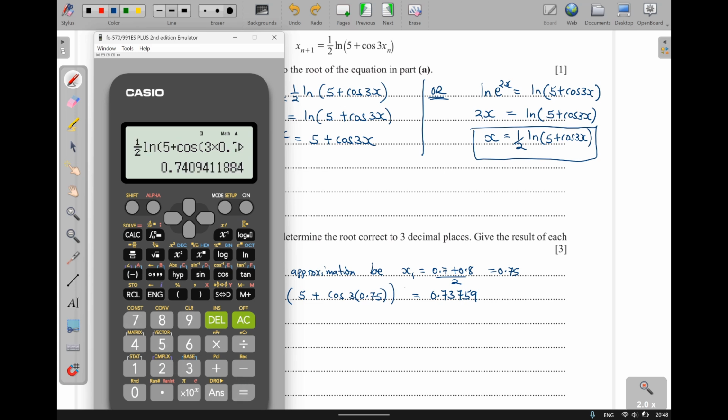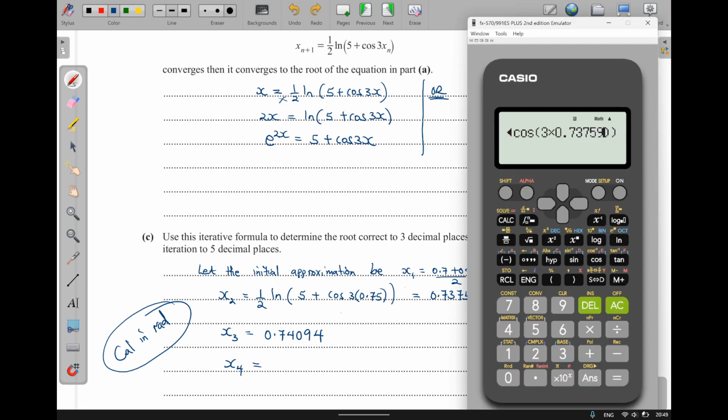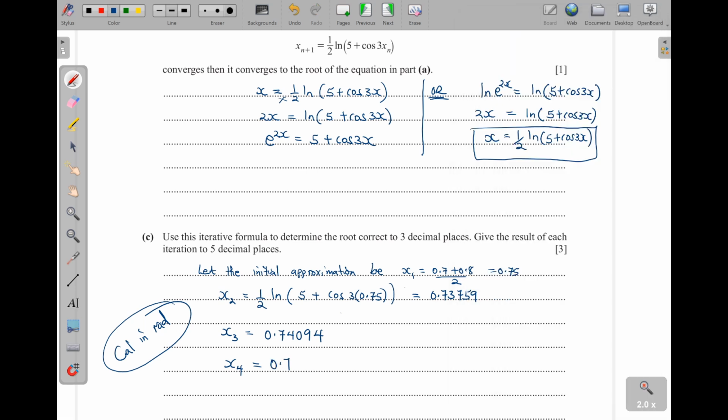0.73759. What do we get? That is 0.74094. And then x4 is going to be, now we substitute this one here. We shall put 0.74094. That is 0.74003. 0.740, then another 0 and 3.